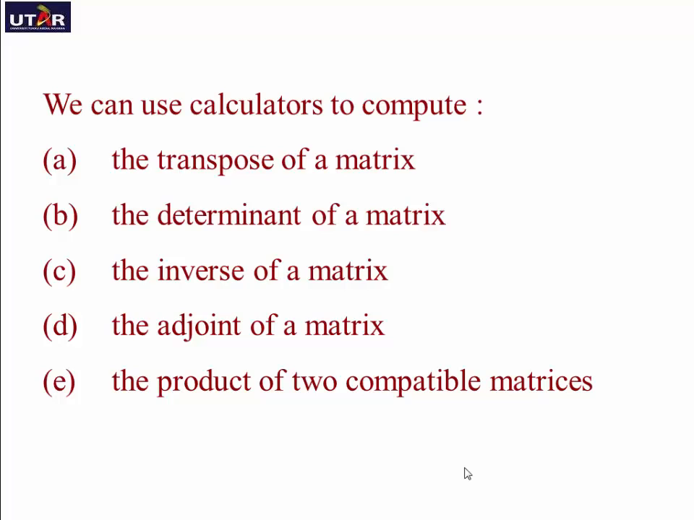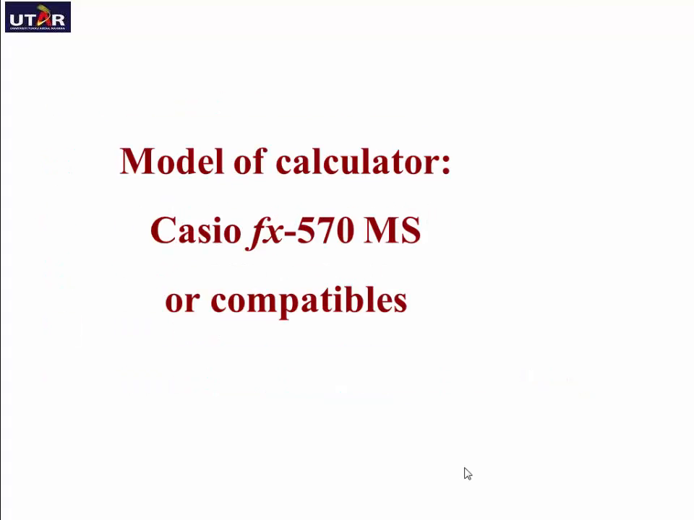You can use calculators to compute the transpose of a matrix, the determinant of a matrix, the inverse of a matrix, the adjoint of a matrix, and the product of two compatible matrices. The model of calculator most commonly used by Utah Foundation students is the Casio FX570MX. I'm using a compatible calculator to show you how the calculator can do most, if not all, matrix calculations required by the Utah Foundation course.